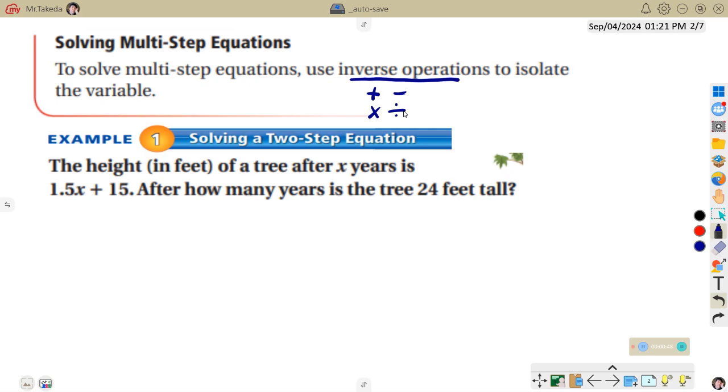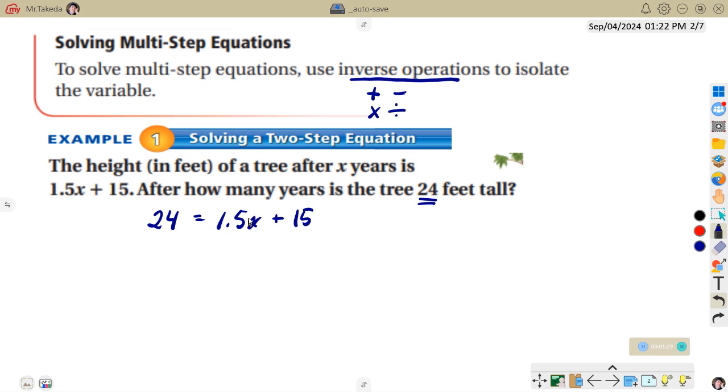This first example says the height in feet of a tree after x years is 1.5 times x plus 15. After how many years is the tree 24 feet tall? Well, this whole expression here is representing height, but this is also representing the height. So I can write those together as an equation. The thing that makes this an equation now is it has an equal sign in it. This is the height that we're asking about, and this is the expression that represents the height compared to the age of the tree.